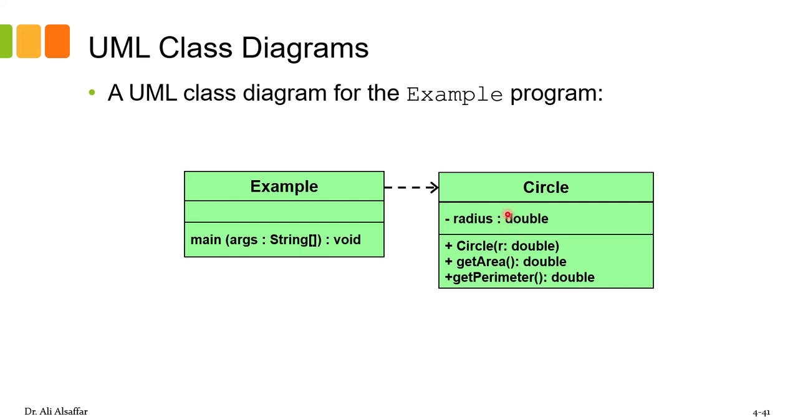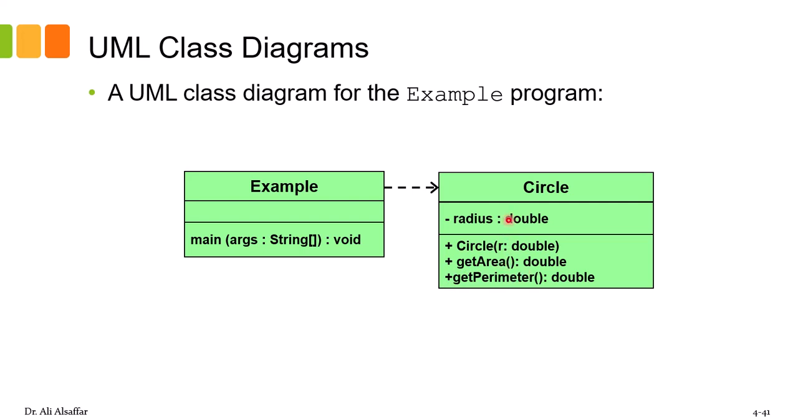For the data and for the methods, we have private and we have public. We use minus for a private in front of the name of the data member or method, and we use a plus for public. So now radius is a private, so we have minus. Circle is a plus, so it is public. Get area is a plus, so it is public. Get parameter is a plus, so it is public.